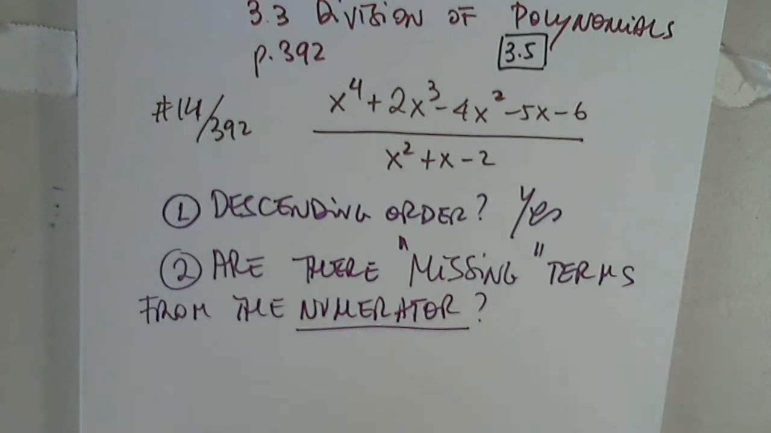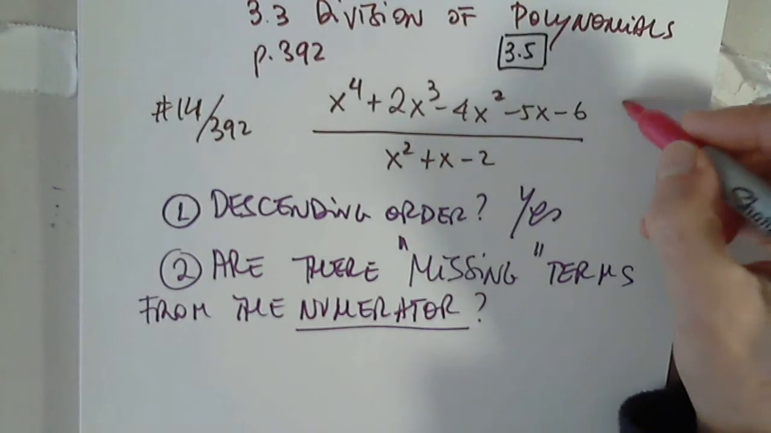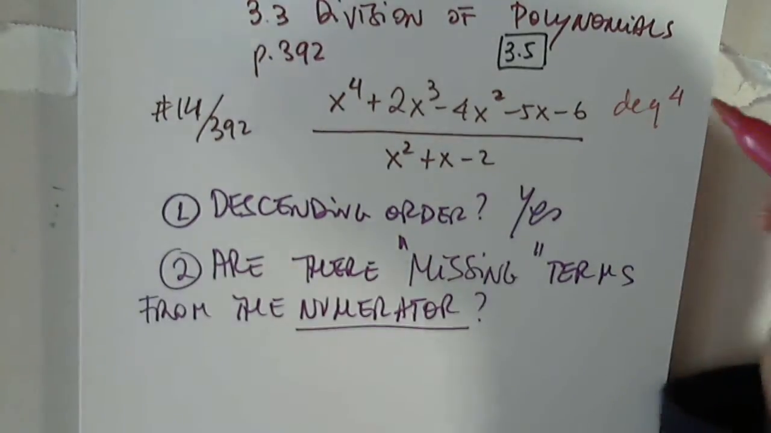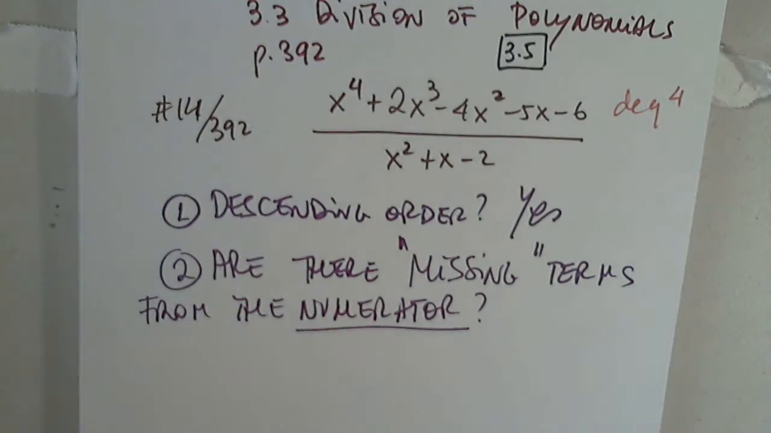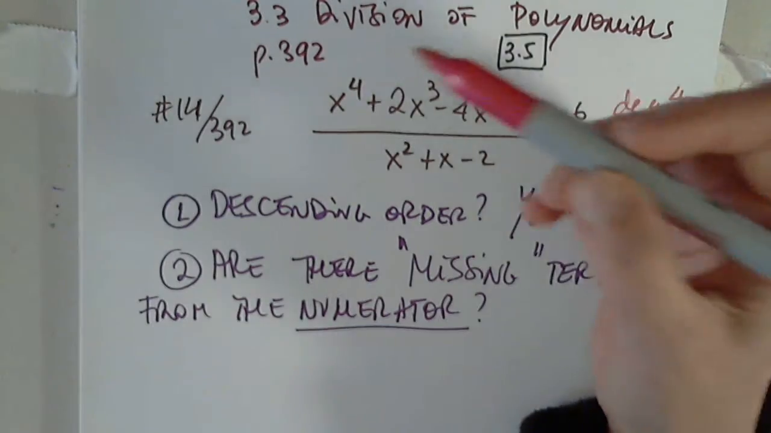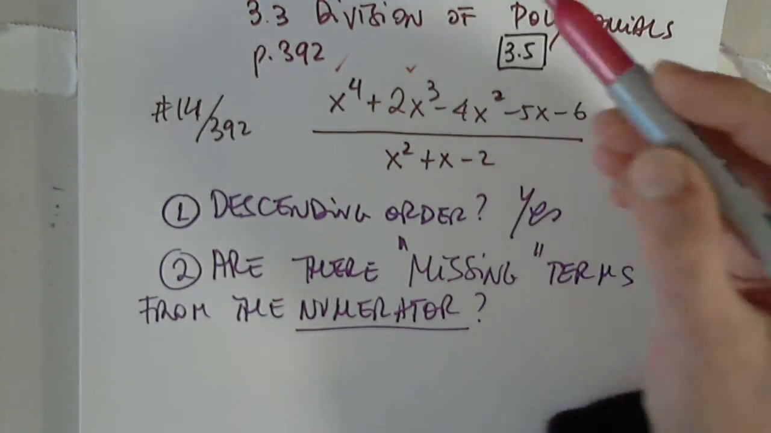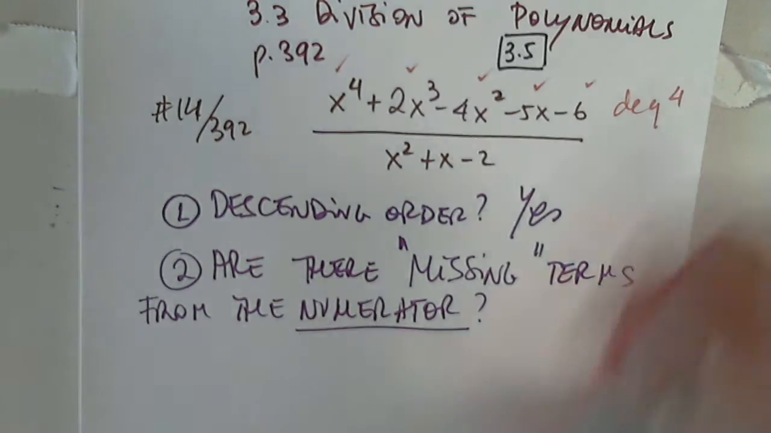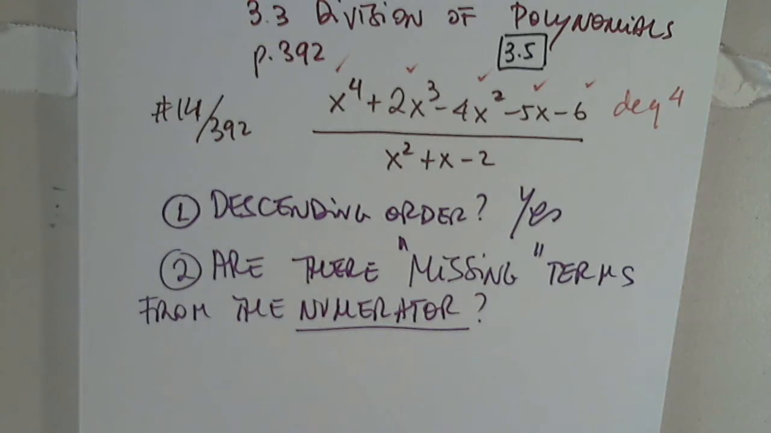Only numerator. And you can say, how will I know? What are you talking about? Here's what I'm talking about. Because the degree of this polynomial is 4, if it's a full polynomial, it doesn't have to, but if it's a full polynomial, it has to have degree 4, degree 3, degree 2, degree 1, degree 0.